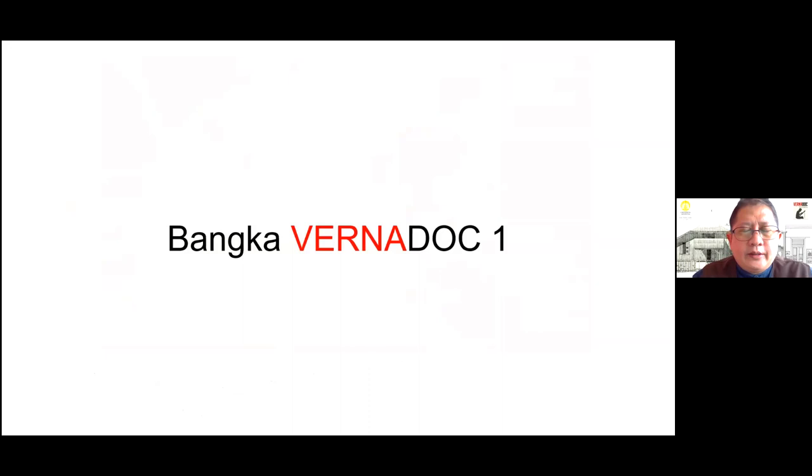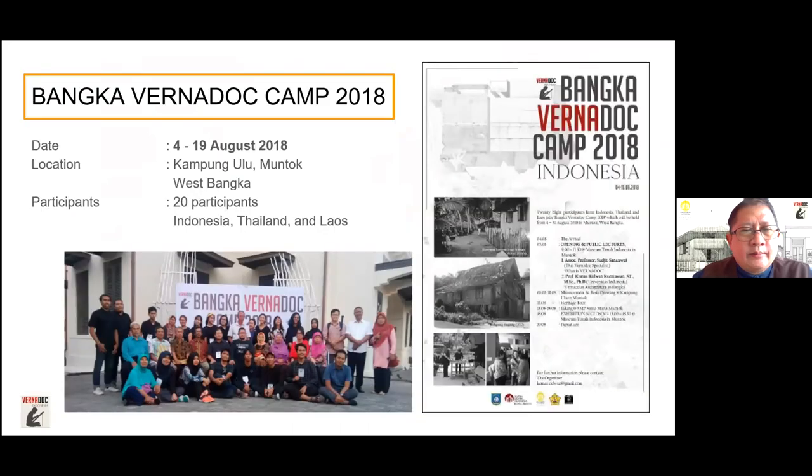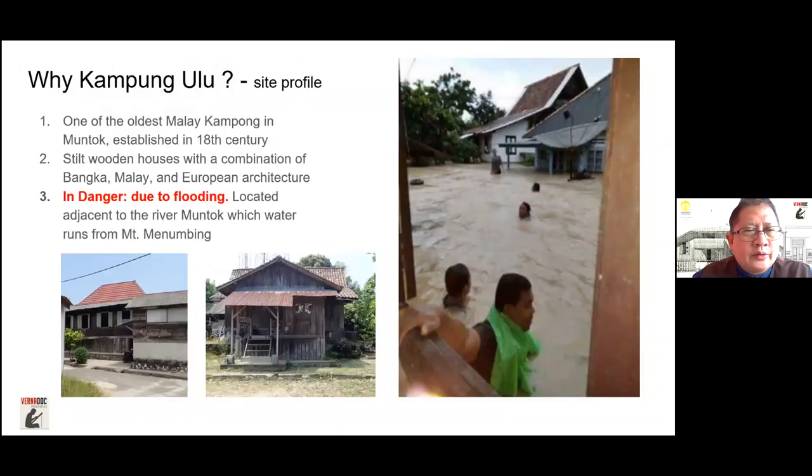Bangka Vernadoc 1, we did in 2018. At that time, we had 20 participants from Indonesia, Thailand, and Laos. We chose the site of Kampung Ulu not only because it is the oldest Malay kampung in Muntok with unique characteristics, but also because the area is in danger due to flooding. It is located adjacent to the Muntok river, which experiences flooding almost every year. So the heritage in this kampung is threatened by environmental disaster.